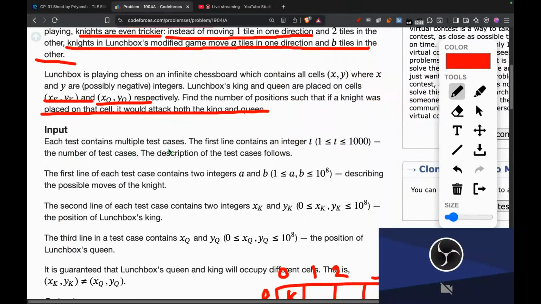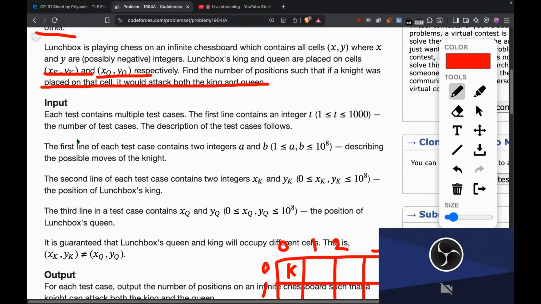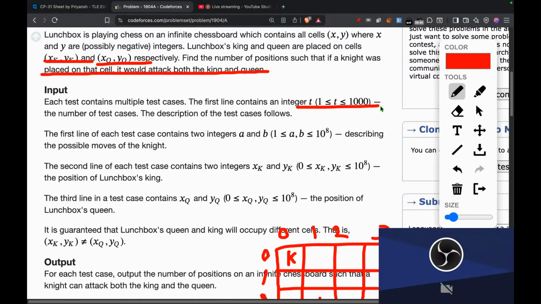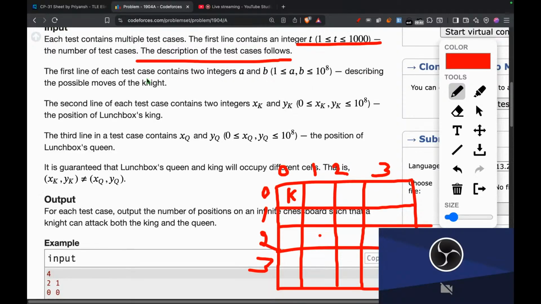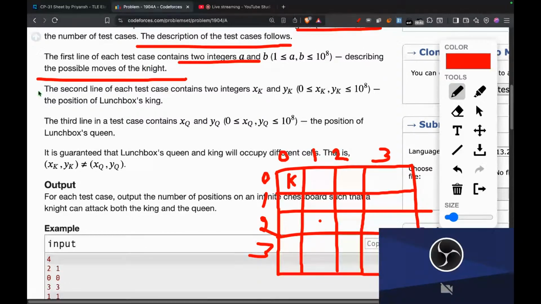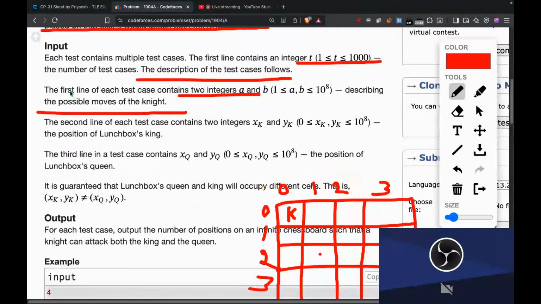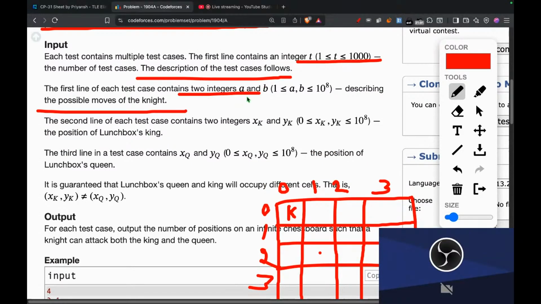The input contains multiple test cases. The first line contains integer t, the number of test cases. The description of each test case is as follows. The first line of each test contains two integers a and b describing the possible move of the knight. ठीक है, that is a tiles in one direction and b tiles in the other. It can move a in x and y both, b in x and y both. But if there is x in a, then y in b. If there is x in b, then there is y in a.